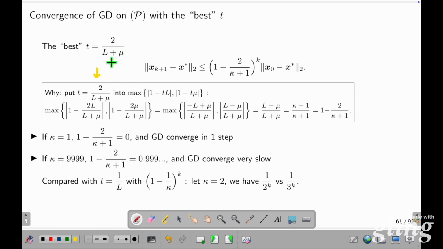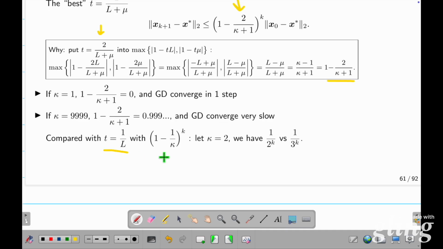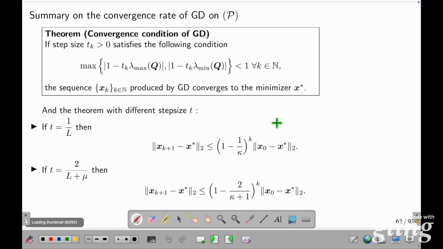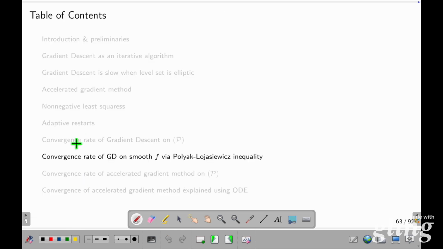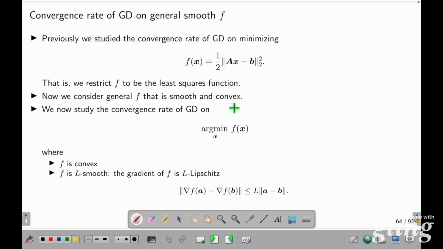2 divided by the largest eigenvalue plus the smallest eigenvalue. Compared with this, you have this expression. Here, you have this expression. And what's the difference? If kappa is 2, you have this versus this. I have this, and I also have this one. If the problem is cheap to compute eigen decomposition, this actually is better. But if it's not cheap, just do this one. Okay? What's next? Then now we need to prove why it converges fast.